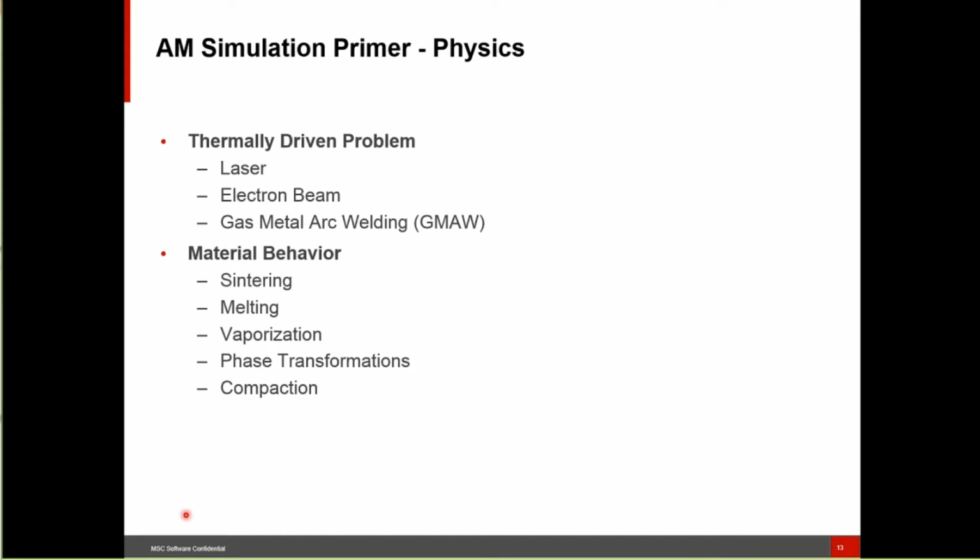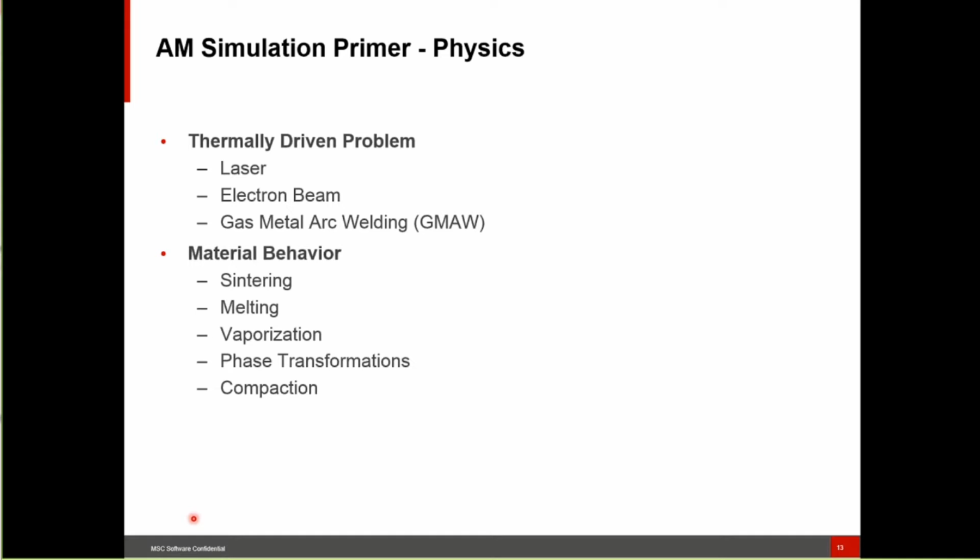So it's not exactly easy. There's some people who suggest that it's impossible to do any simulation of additive manufacturing. There really are 4 issues, and I kind of want to quickly go through them. One is this is a thermally driven problem. It really has to do with your heat source and how you're basically influencing the material behavior, whether you're using a laser, electron beam, or gas metal arc welding.